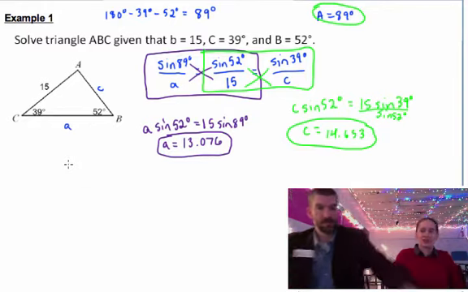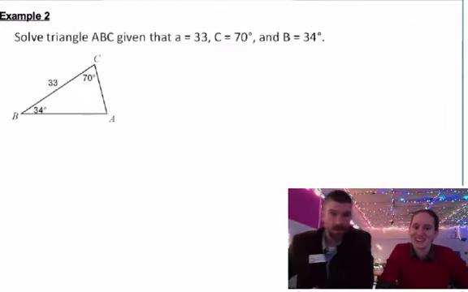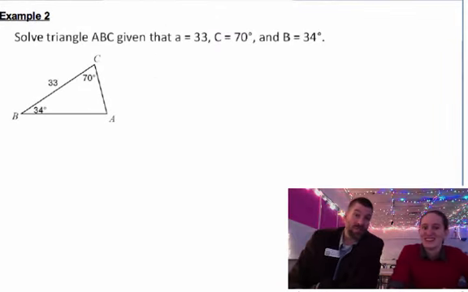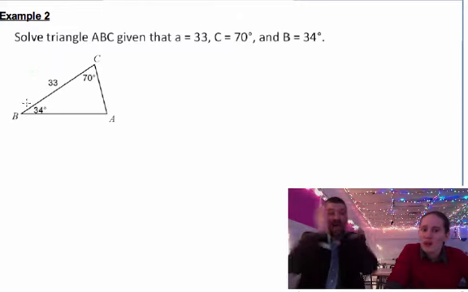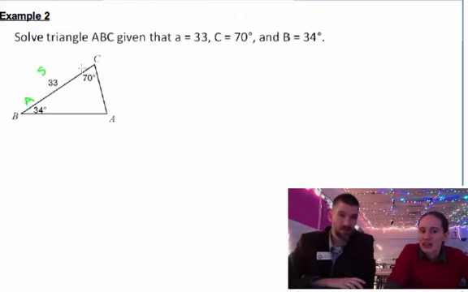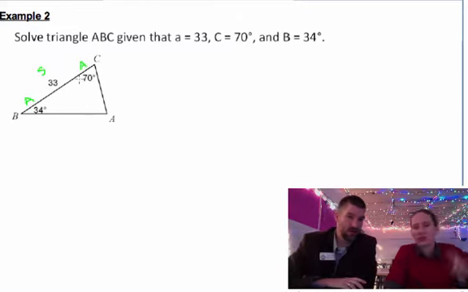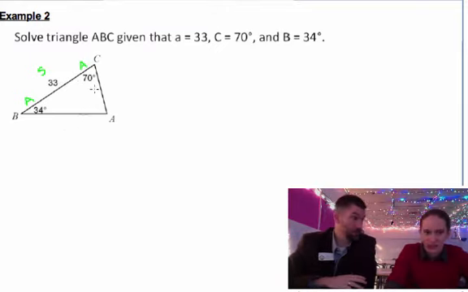Okay, example 2. Another using law of sines. How do I know I use law of sines here? Well, angle, side, angle. When we know 2 angles, we definitely are going to have to use law of sines. There's no right angle.